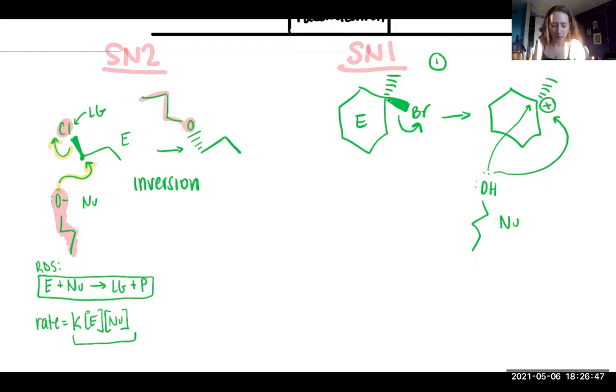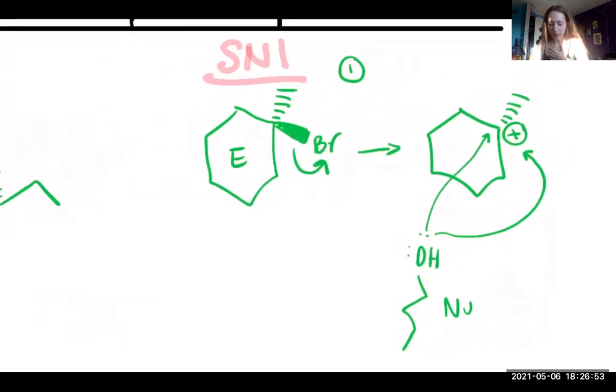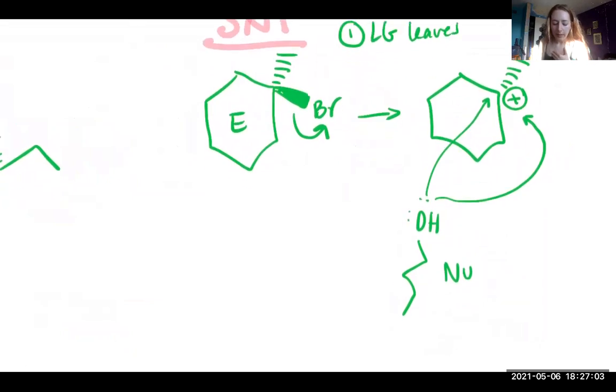Okay. Before I continue answering questions, I need to finish SN1. So let's review what just happened. Step 1, leaving group leaves. It leaves by itself, and prefers obviously to have a tertiary carbon to be leaving from. That provides more stability for the carbocation, which we have right here. So now we have our carbocation formed, and the nucleophile is ready to attack.